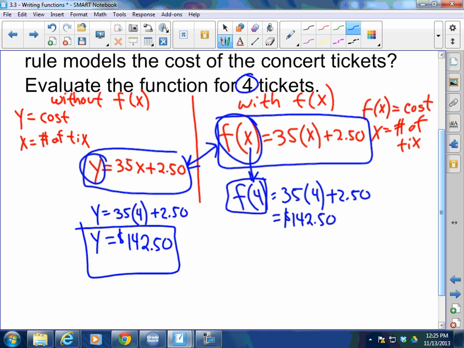Does that make sense? You guys see how they're related? Do you understand the difference here, guys? Promise? Okay?